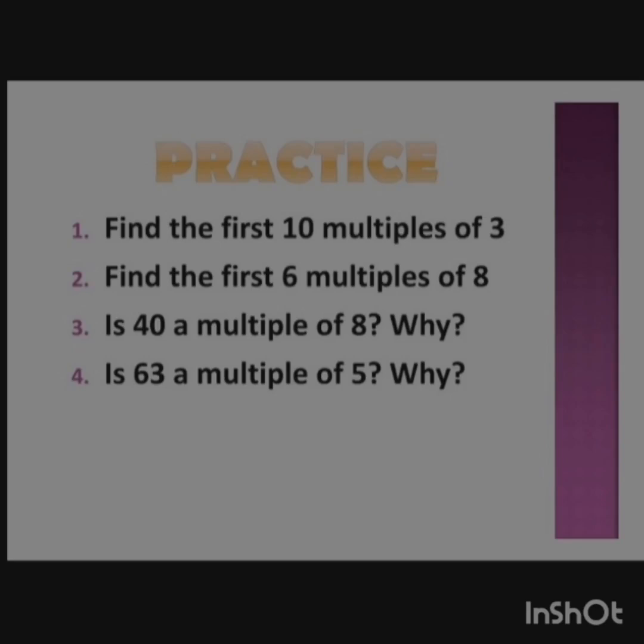Now we look at number 2. Find the first 6 multiples of 8. I've also done this. You can just find the next one, that is the multiple of 8, the product of 8 and 6. Now number 3, is 40 a multiple of 8? And tell me the reason why it is a multiple of 8, and tell me the reason why it is not, if so. Number 4, is 63 a multiple of 5, and why?